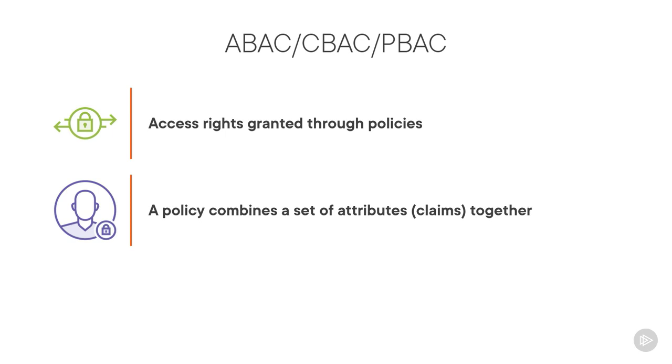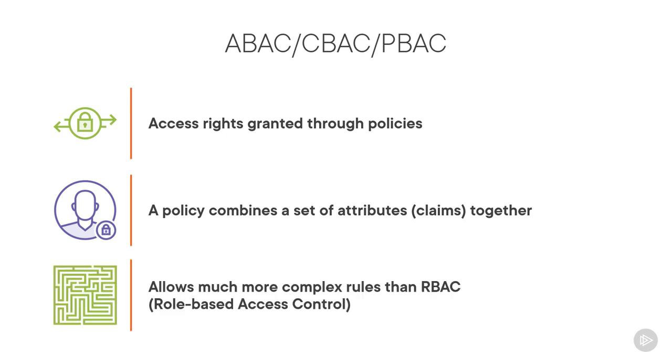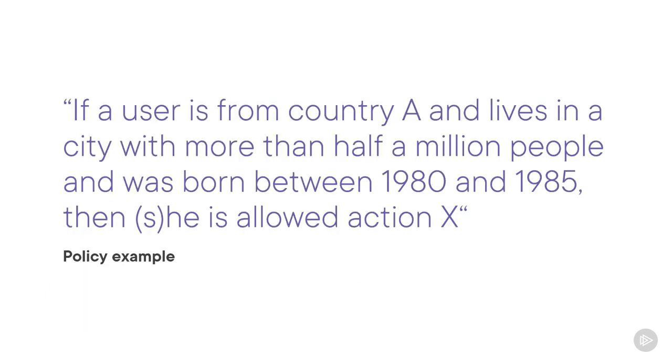It's sometimes called CBAC, Claims-Based Access Control, or PBAC, Policy-Based Access Control, but these are three acronyms that mean the same thing. It's an alternative for RBAC, or Role-Based Access Control, and it's actually the preferred approach these days. ABAC allows us to easily define very complex rules. For example, if a user is from country A and lives in a city with more than 500,000 people and was born between 1980 and 1985, then he or she is allowed action X.